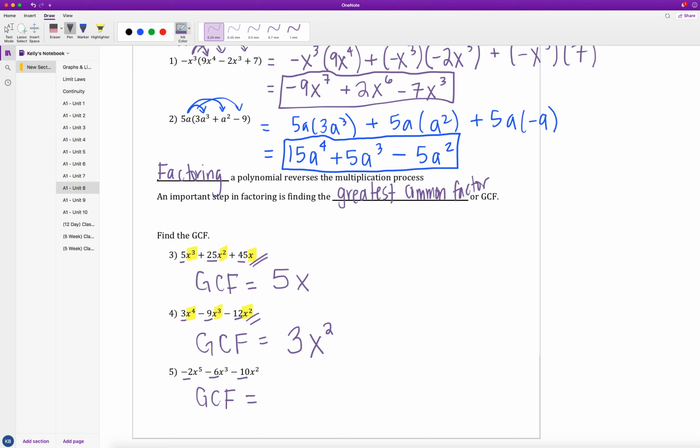So in example 5, I'm going to start with our numbers. We have -2, -6, and -10. Well, all three are negative, so I'm going to have a negative sign in my greatest common factor. And then they're also all divisible by 2. So 2 is going to be part of our greatest common factor. When we look at our variable part of this, I have an x to the fifth, an x cubed, and an x squared. And the highest power that they all have in common would be that x to the second. So our greatest common factor here is going to be -2x to the second power.